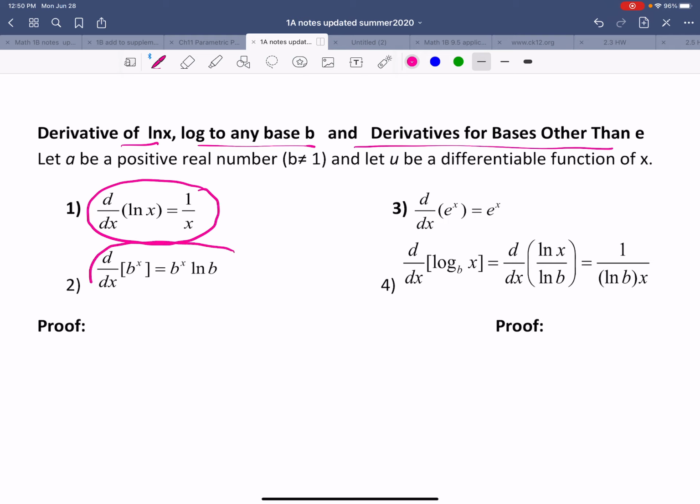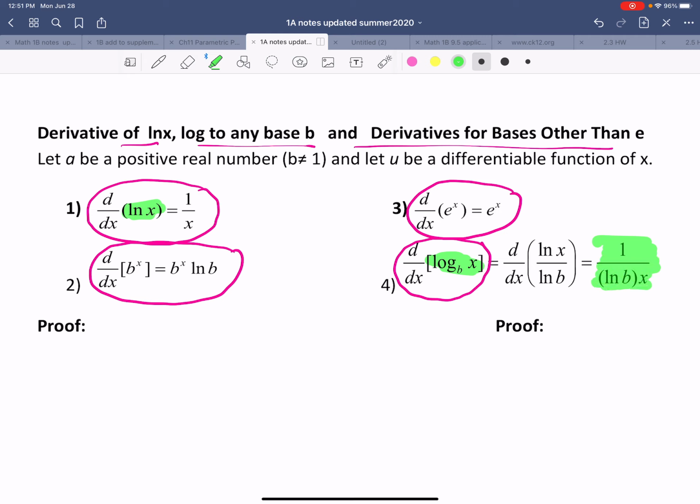Derivative of b to the power x, if the base is something other than e, is going to be b to the power x natural log of b. Derivative of e to the power x is just e to the power x, and derivative of log of any function of x to any base b. We know derivative of natural log of x is 1 over x, but what if your base is something other than e?